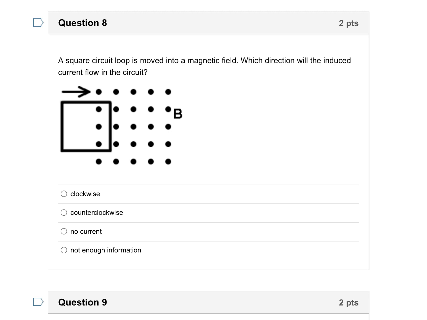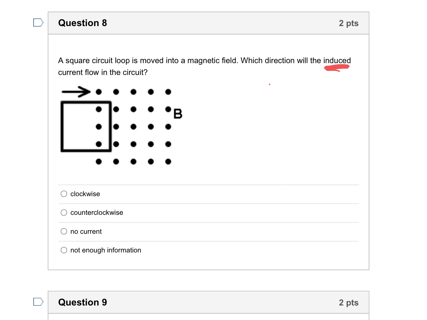Number 8. A square circuit loop is moving into a magnetic field. Which direction will the induced current flow in the circuit? Since this is an induced problem, I need to think about this in a very specific way.